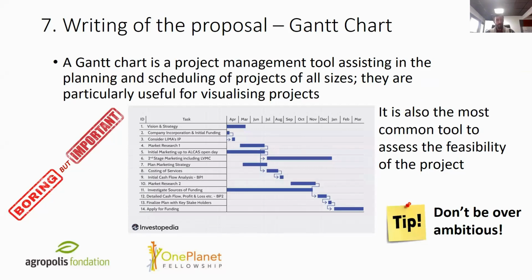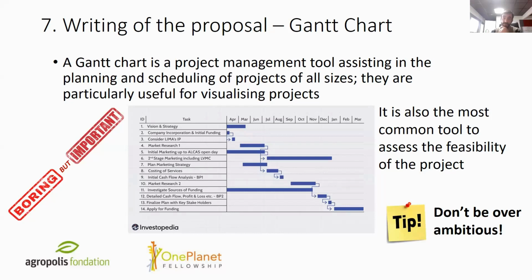So now we come back to a little boring but important part, the Gantt chart. I don't know if all of you are familiar with that, but it's a project management tool assisting in the planning and scheduling of projects of all sizes. And they are very interesting because they are useful for visualization. So usually you've got work packages, and under each work package, you have tasks. And it's also the most common tool used to assess the feasibility of the project.